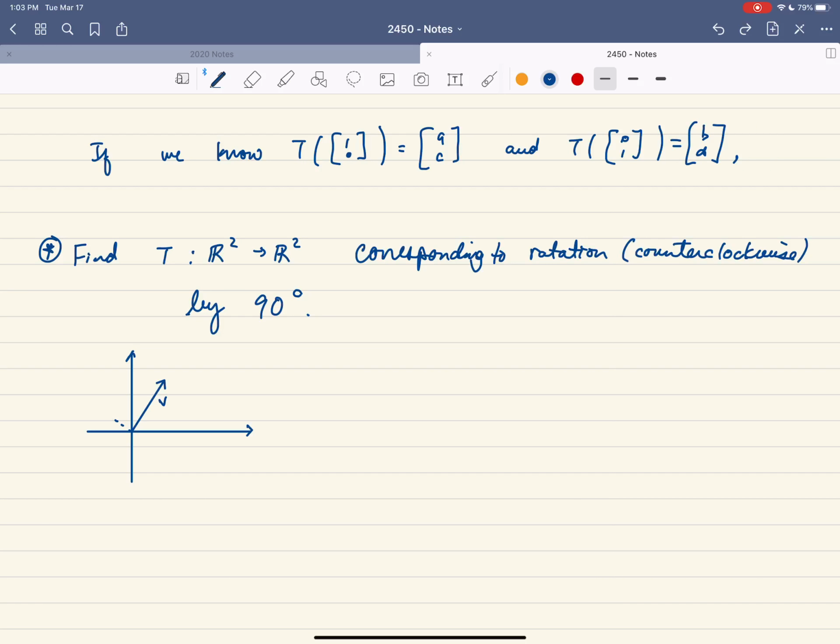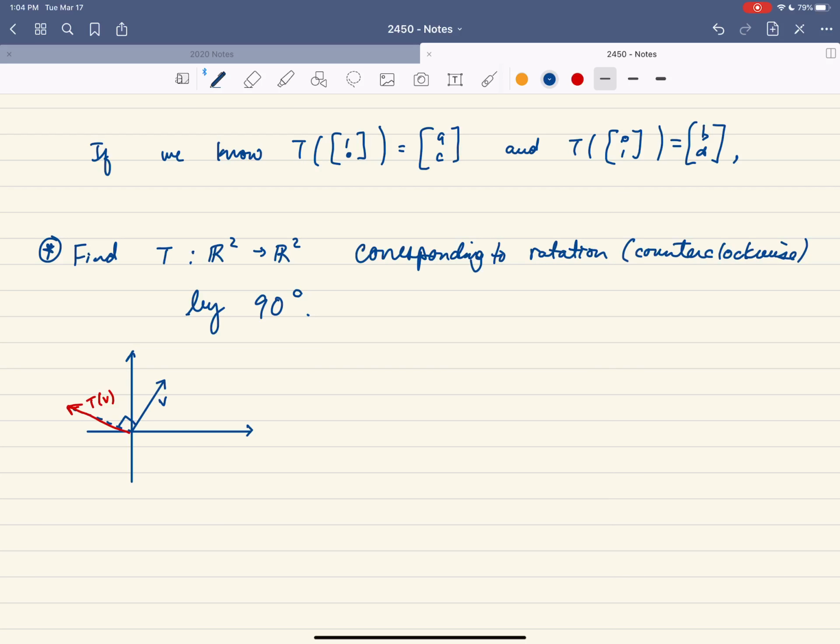Let me try that again. Just rotated 90 degrees, so that the angle between them is about 90. So I want to think about what is the transformation that's going to take our vector v to this other vector, T of v. So we want to think about what is that transformation T that does that.